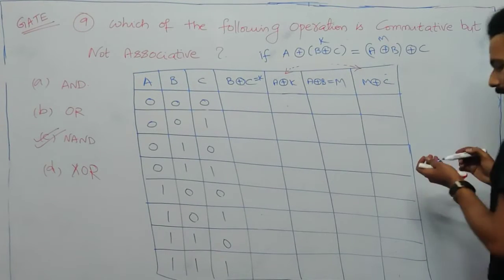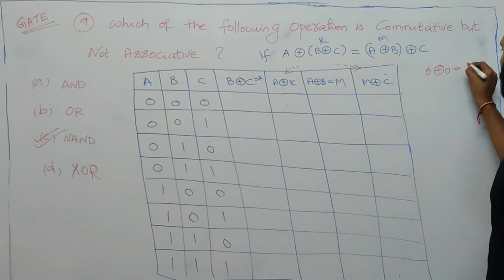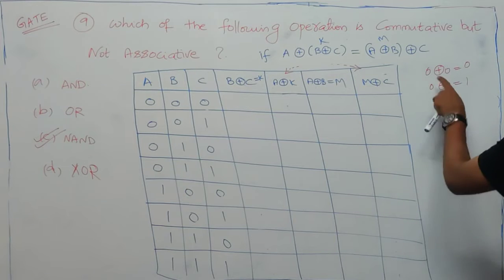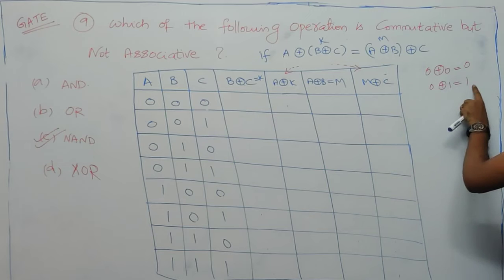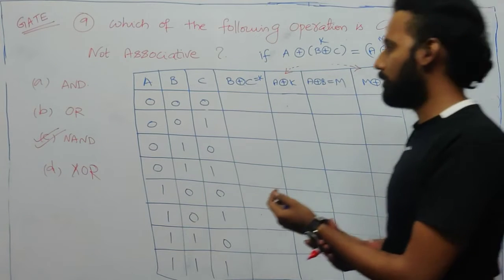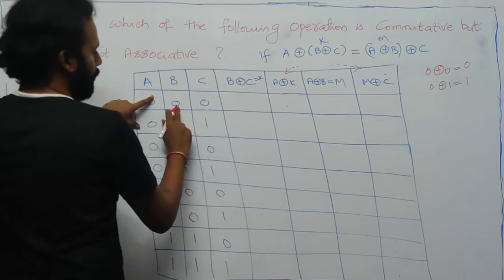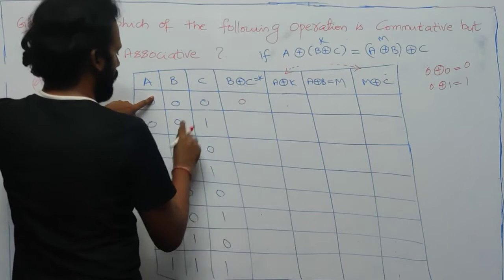Now, we have seen many times that 0 XOR of 0 is 0, 0 XOR of 1 is 1. That means if the two inputs are the same, the result is 0. If the two inputs are different, the result is going to be 1. I use the same logic there. Now let's talk about BC. These two, B XOR of C, same or different? Same. So the answer is 0.